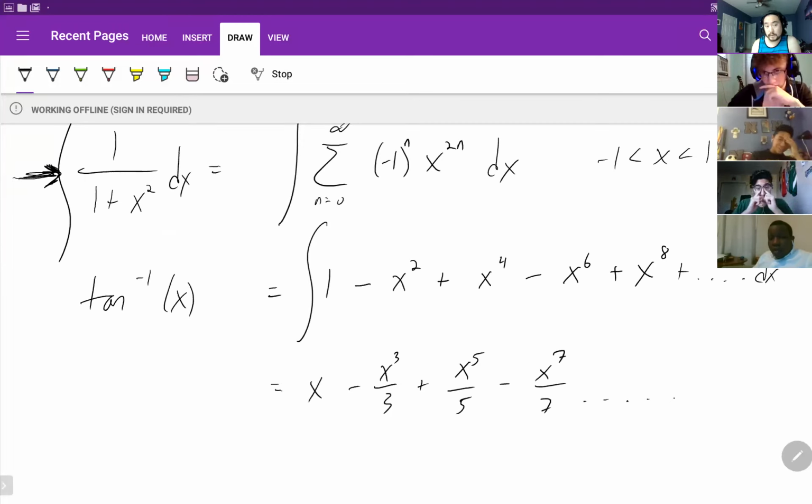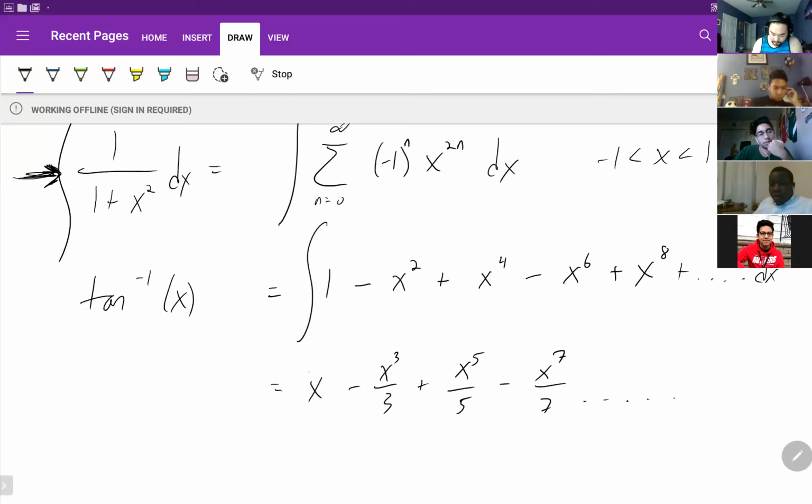What's going on with the x's? The power is the same number as the number in the denominator. What else? They're going up by 2. Yeah. Another way to say this is they're all odd. All the powers are odd.